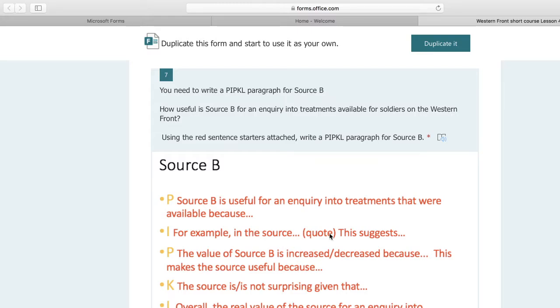Make sure that if you're challenging yourself, you're doing 2 inferences, 2 different quotes, making sure that you're keeping to the structure: content of the source, provenance of the source, and then your teachers will be marking it out of 8 as if you were writing 2 paragraphs.